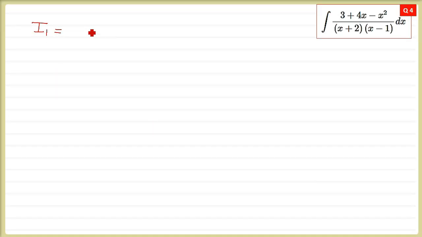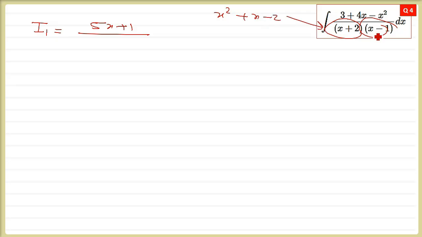So this I1 has come as (5x + 1) divided by (x² + x − 2). We have already done that. I assured you that we are going to use this, but we need to use the factor, and the factor is already there with us. So this (ax + b) divided by some form of quadratic equation will give you a divided by (x − 1). You can write it like this: a divided by (x − 1) and b divided by (x + 2).